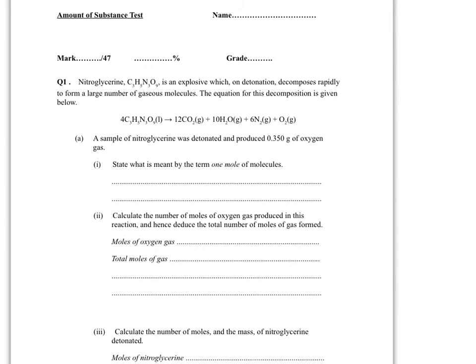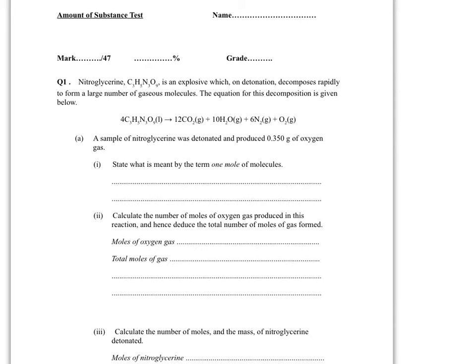Nitroglycerine is an explosive which, on detonation, decomposes rapidly to form a large number of gaseous molecules. The equation for this decomposition is given below. A sample of nitroglycerine was detonated and produced 0.350 grams of oxygen gas. State what is meant by the term 1 mole of molecules.